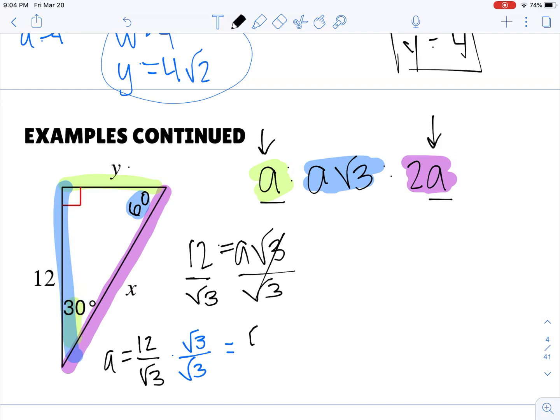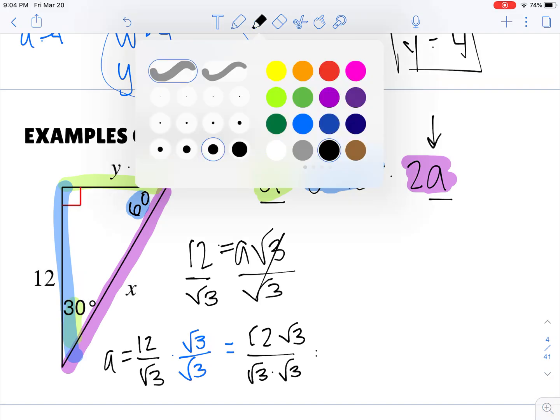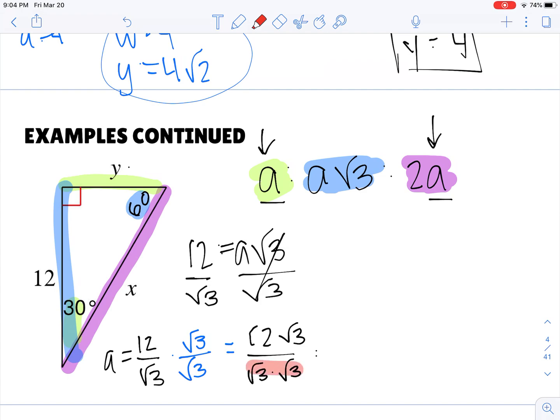So we have 12 times the square root of 3, and we have the square root of 3 times the square root of 3. Well, these guys are both under a square root right here. We can multiply those together. The top ones are not, so we leave them separate. So we're left with the square root of 3 times the square root of 3. Sorry, I meant to put them under the same square root.